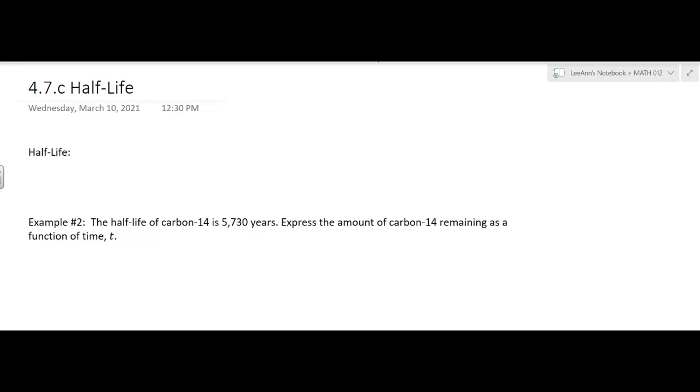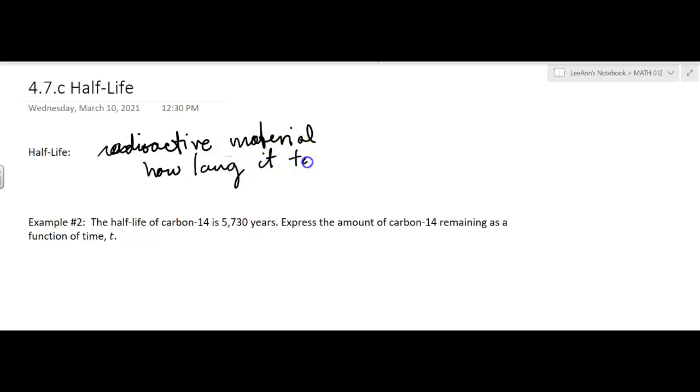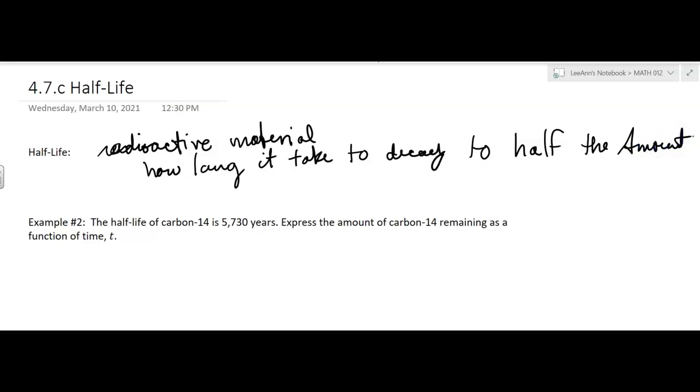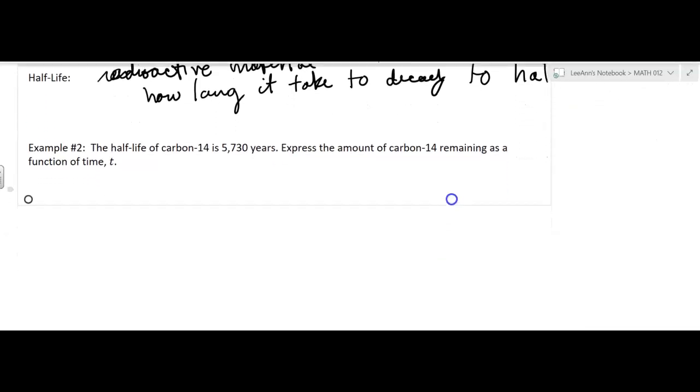Okay, so in this problem we're going to talk about a half-life. And again, half-life has to do with radioactive material and how long it takes to decay or decompose, or however you're going to say it, to half the amount. Now, kind of a cool thing happens with this, and I'm just going to go ahead and show it to you on the example that we have.